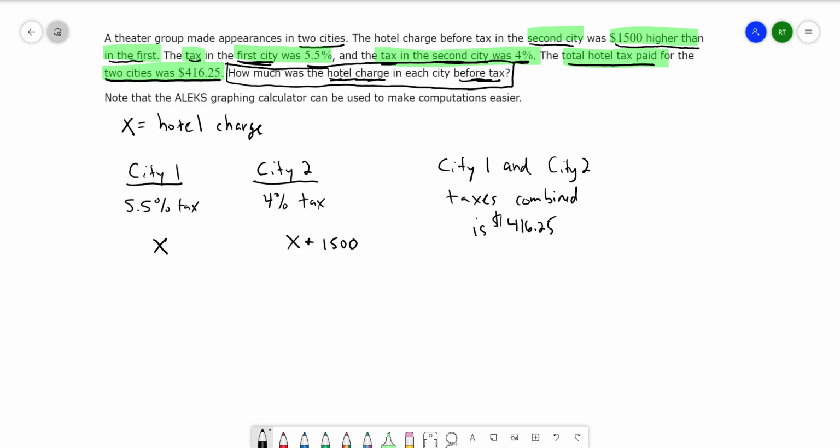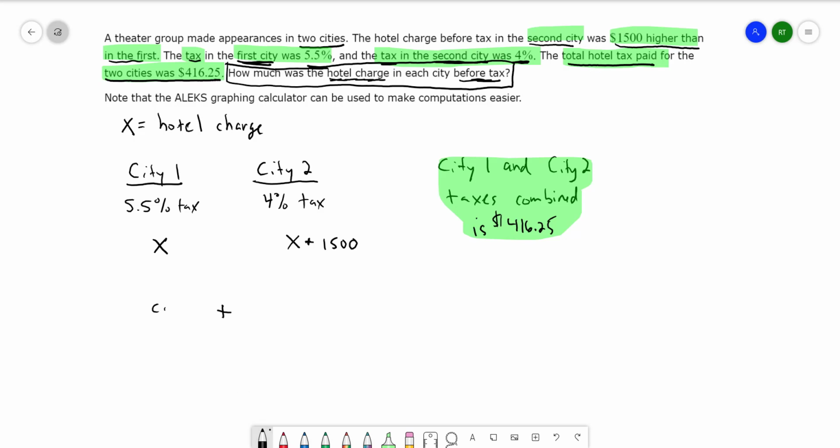So I used up all my information, and now we are going to set up an equation. We have to figure out the relationship, and my equation is going to come from this piece right here: city 1 and city 2 taxes combined is $416.25. In mathematics, when they say you're combining the taxes, that means we're adding those 2 amounts.